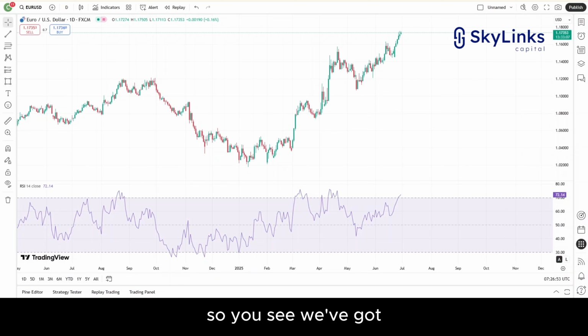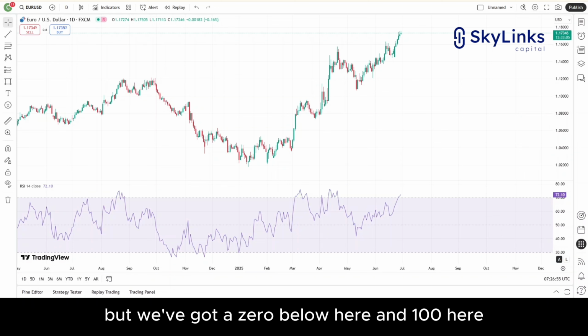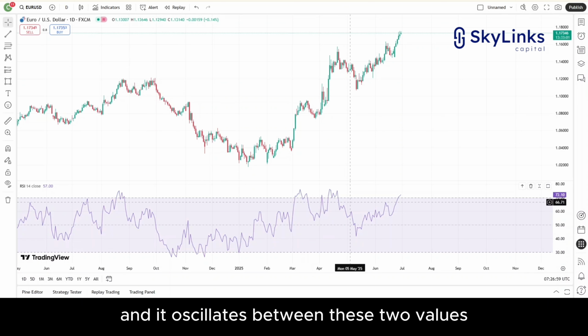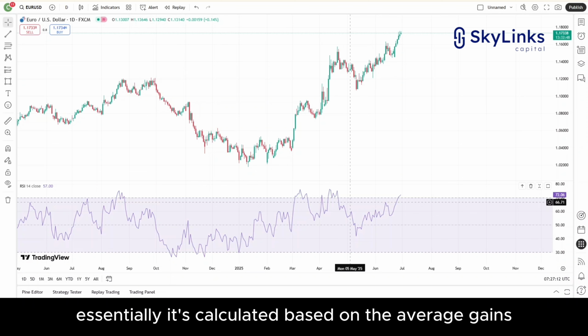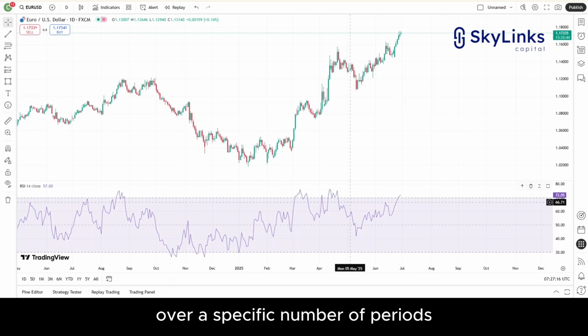So you see it's not actually showing the 100, but we've got a 0 below here and 100 here, and it oscillates between these two values. And it basically shows the strength of a market. Essentially, it's calculated based on the average gains and the average losses over a specific number of periods. The most common amount of periods is 14.